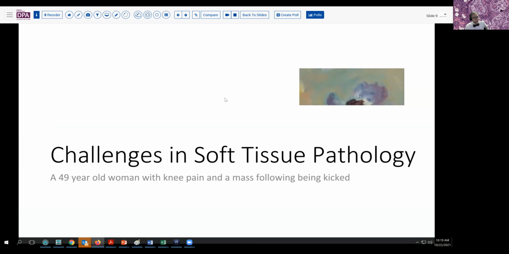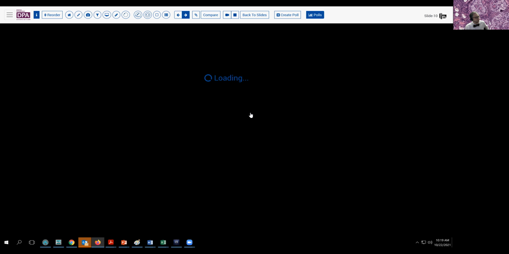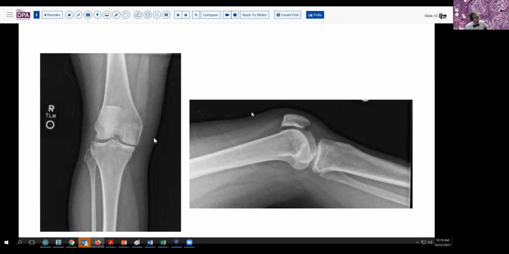49-year-old woman who's had some knee pain, a little bit of swelling, but she just noted a mass that has developed following a recent trauma. I think one of her angry children got after her. This lesion then created some concern, and she sought clinical care.